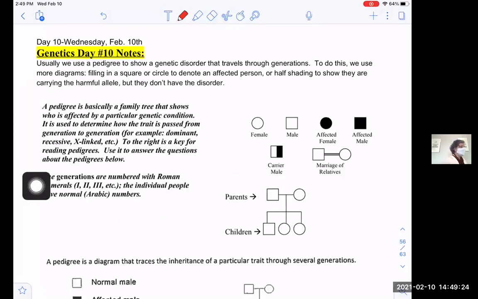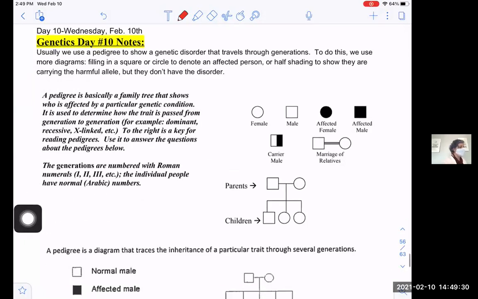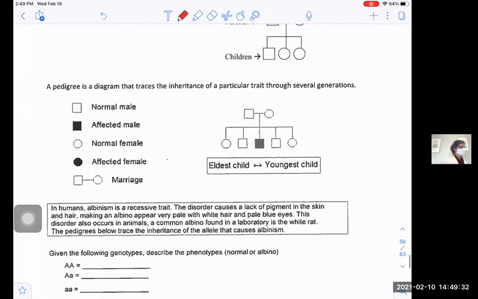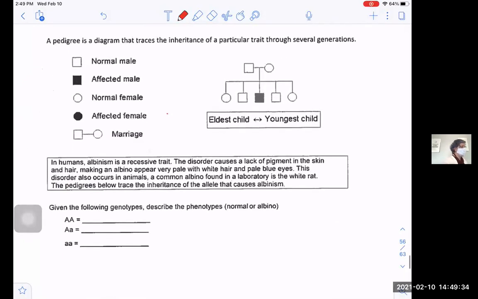So you could read this, but this is what we learned about on Friday about pedigrees and how they're set up. So I'm going to skip past that. All right, so today we're going to learn about 3 different inheritance patterns and how you see them in a pedigree. So we're going to start with one that is autosomal recessive. So we talked about this yesterday.